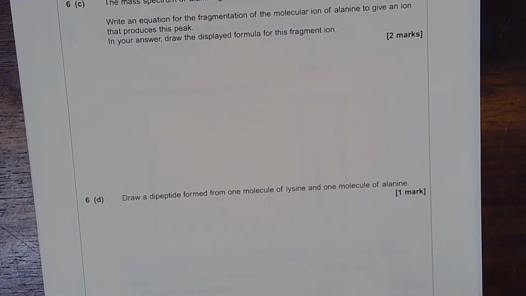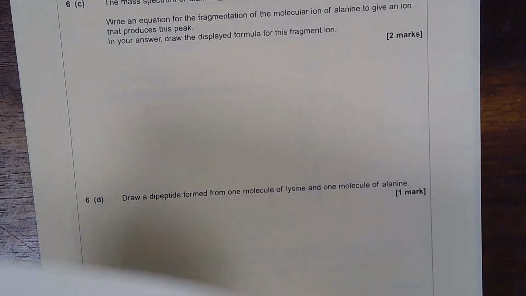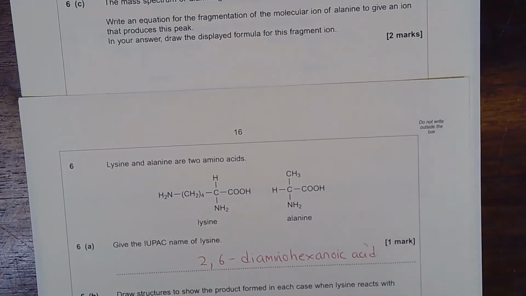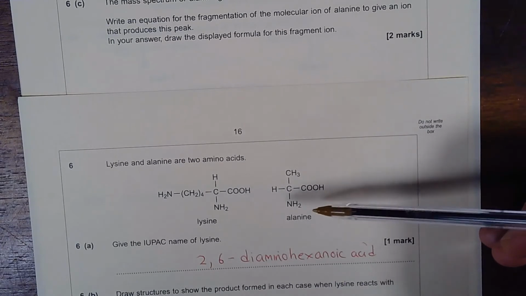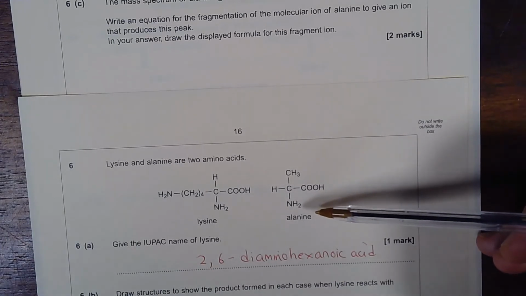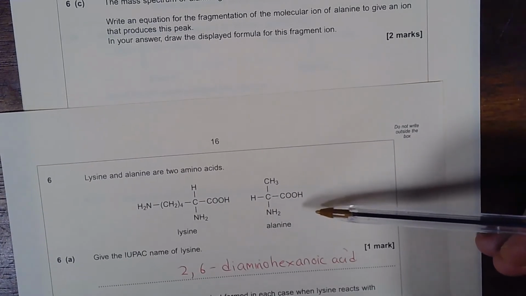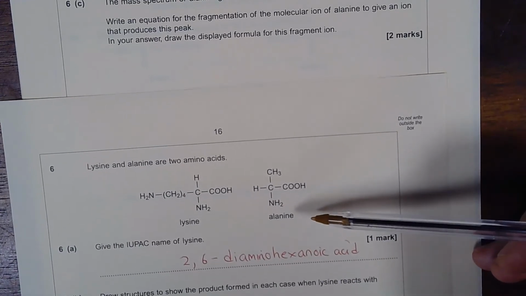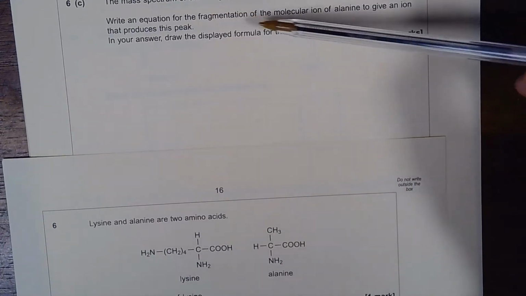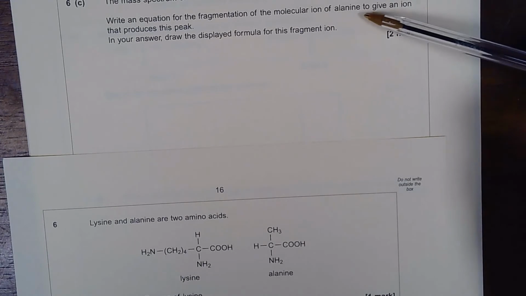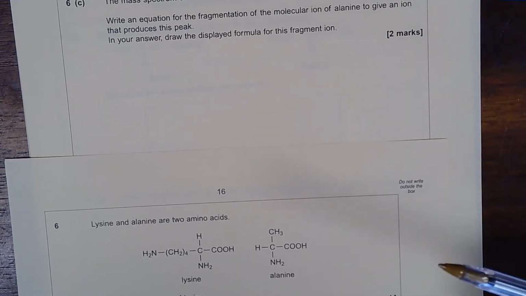Mass spectrum of the alanine. So the alanine is there. The mass spectrum fragmentation is no longer on the AQA course, and so I'll run through this very quickly indeed. Write an equation for the fragmentation of the molecular ion of alanine to give an ion that produces this peak.